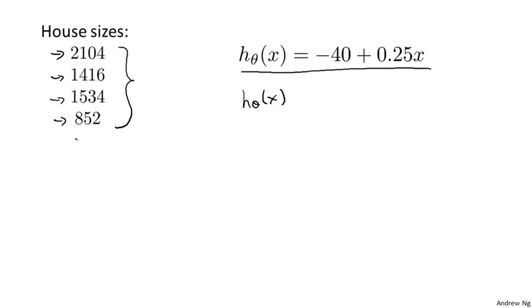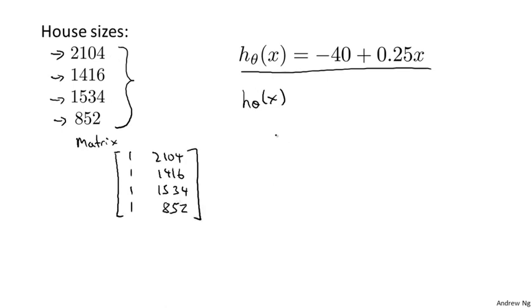So here's how I'm going to do it. I'm going to construct a matrix as follows. My matrix is going to be 1, 1, 1, 1 next to the sizes of my 4 houses here. And I'm going to construct a vector as well. My vector is going to be this vector of 2 elements, these minus 40 and 0.25. That's these 2 coefficients, theta 0 and theta 1. And what I'm going to do is take this matrix and that vector and multiply them together. Right? That times is this multiplication symbol.